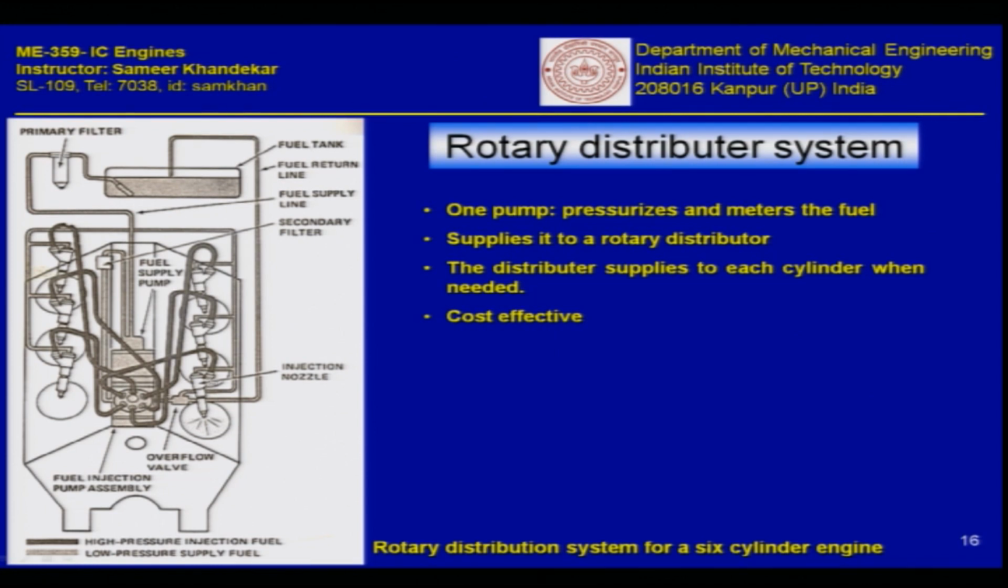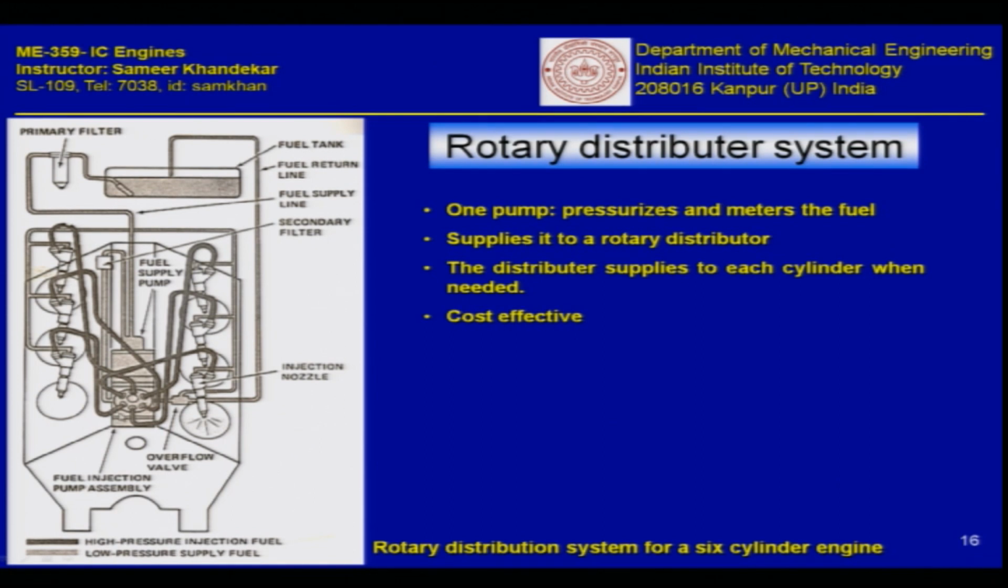So here you can see, for example, there is a fuel tank, there is a primary filter, and from there a fuel supply pump. From this supply pump, let us say the main pump is here. Okay. And then you can see injection nozzles. So there are 6 cylinders, for example, 1, 2, 3, 4, 5, 6, and there is a rotary valve here. Okay.